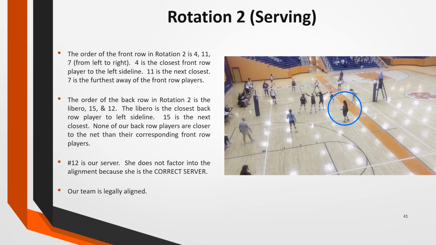Our back row order is the libero, 15 our setter, and 12 who is serving. 12 doesn't factor in because she's the correct server during the time which they are serving. Our libero is the closest back row player to the sideline, and 15 is the next closest player. And it's obvious that none of our back row players are closer to the net than their corresponding front row players, meaning our libero is not closer to the net than 4, and our setter, number 15, is not closer to the net than 11 prior to service contact. We have a legal alignment by our team in blue.